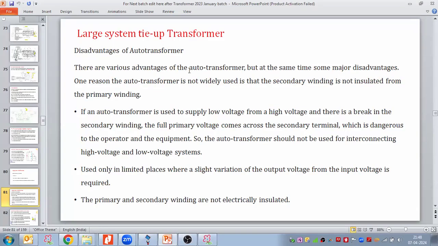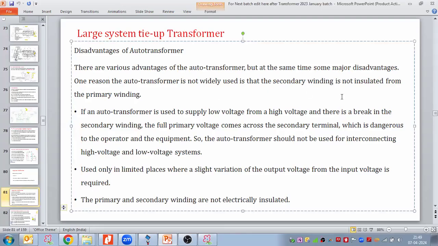One reason the auto transformer is not widely used is that the secondary winding, IV or LV side, is not insulated from the primary winding, or the LV side is not insulated from the HV side. The secondary winding, I can put here LV or IV, whatever you want, is not isolated from the primary winding, or it would be better to write the HV side. So what is the issue if not isolated?